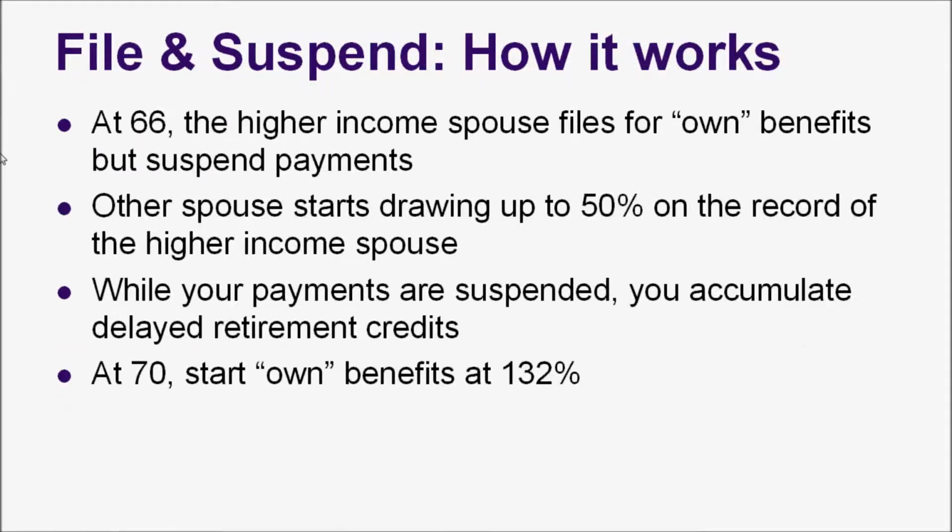Okay. How does this work? At 66, the higher income spouse files for his or her own benefits but suspends the payment. Then the other spouse, he or she should be also at least 66, starts drawing up to 50% on the record of the higher income spouse. While the primary person's payments are suspended, they continue to accumulate the delayed retirement credit. Remember, at 66, you get 100% of your benefit, but at age 70, you get 132.